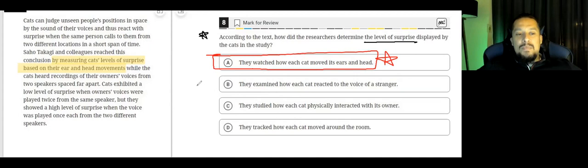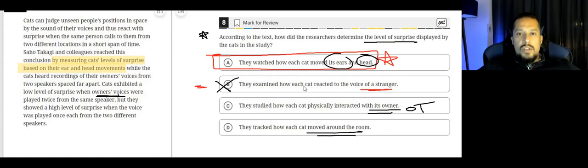So answer B, right? They examined how each cat reacted to a voice of a stranger, but actually, if you go through the paragraph, you're going to find that they talked about owners' voices. It wasn't a stranger. They studied how a cat physically interacted with its owner, but they had a speaker, right? So there was no interaction here. And then answer D, they tracked how each cat moved around the room. This is too broad, right? It's how they moved their ears and head, not just general movements.